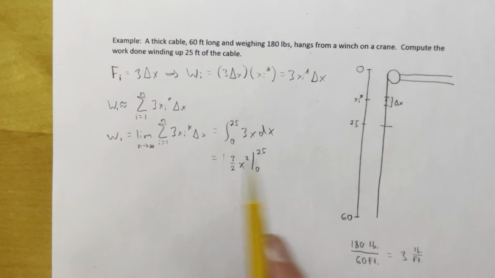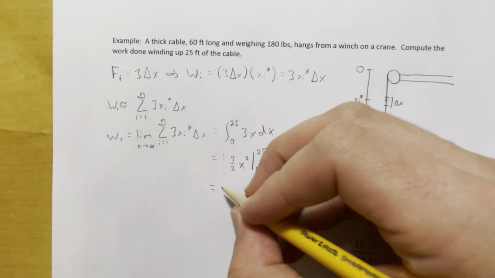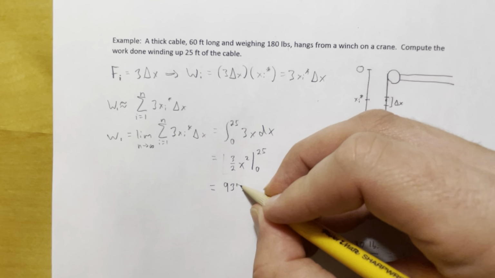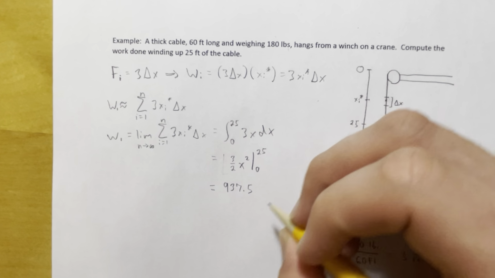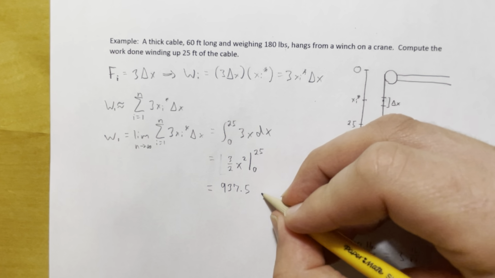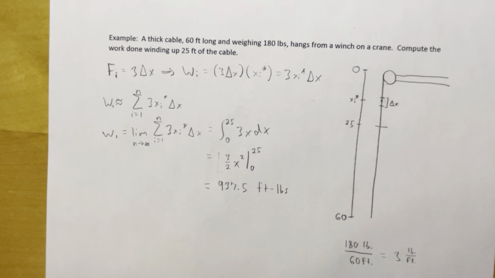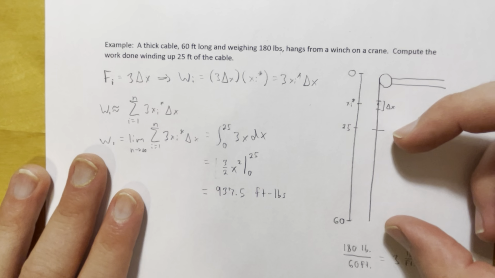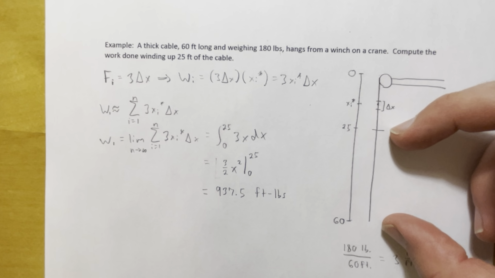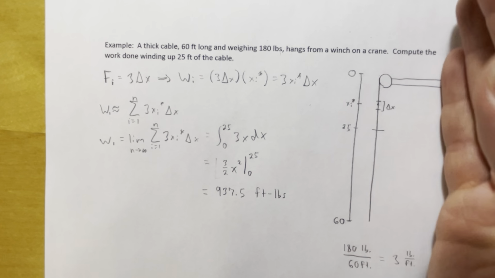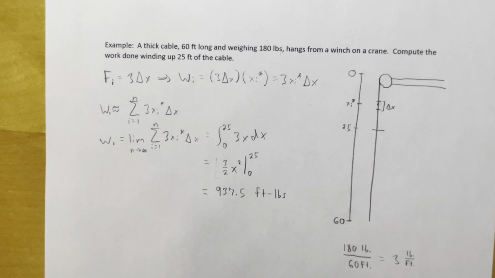I am going to skip doing all of the work for this because at this point it's arithmetic and you should have a good handle on that by now. This comes out to 937.5. And again, we're working in imperial units, so we want foot-pounds. Okay, now we're not done because I need to consider the work done on this part of the cable as well, because this is hanging off of this thing. It requires work to lift all of that with these 25 feet of cable here.